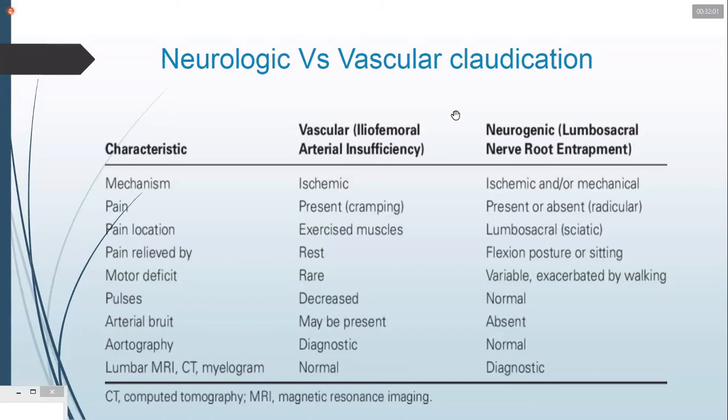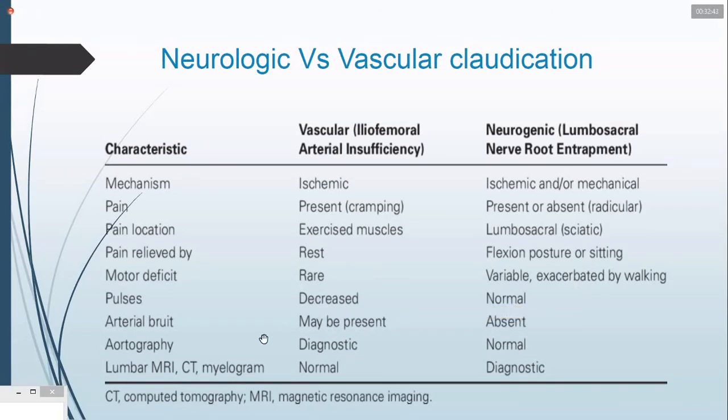The pain in vascular claudication is more cramping type, and in neurogenic it is more radicular type. The pain location in vascular is usually in the exercised muscle, whereas in neurogenic it is in the lumbosacral area, the buttock area, and down the leg. Pain is relieved by rest; in neurogenic, a flexion posture is also required. Motor deficit is rare and variable. It is exacerbated by walking. After a short period of walking, the patient may develop buttock pain and leg pain, and we can then have neurological findings also.